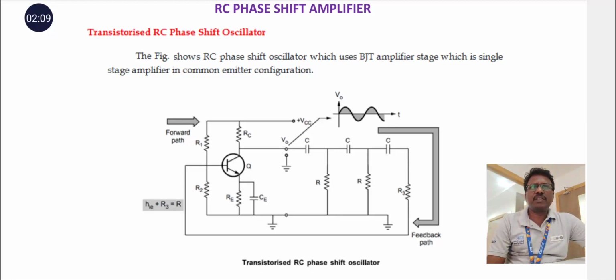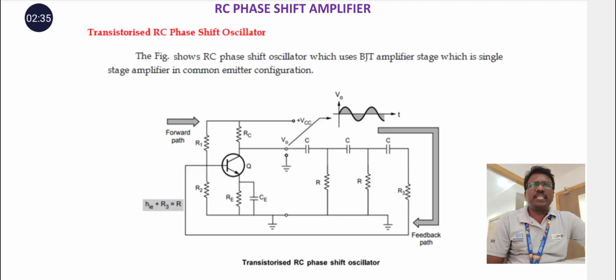Next, the Barkhausen condition. For sustained oscillations, two conditions must be satisfied. Condition 1: the total phase shift around the loop must be 360 degrees or 0 degrees. Condition 2: the loop gain must be 1, that is, A beta is equal to 1. So now come to the working of the RC phase shift oscillator.